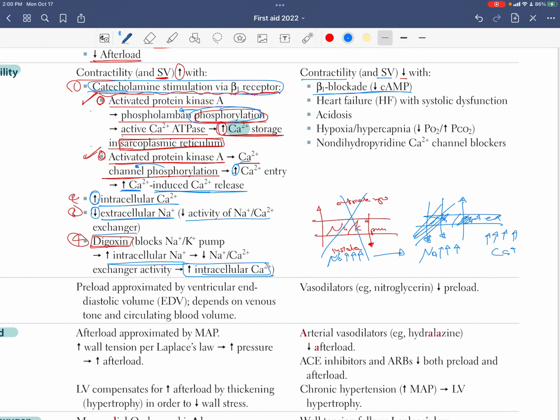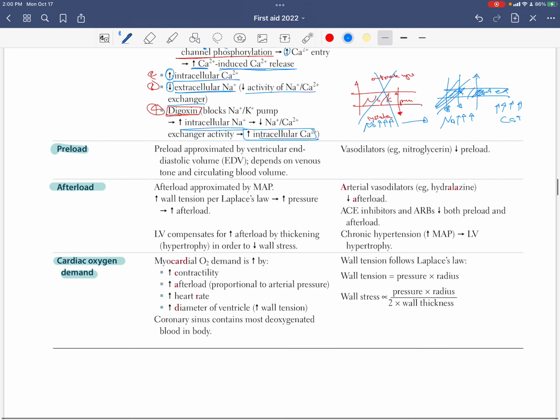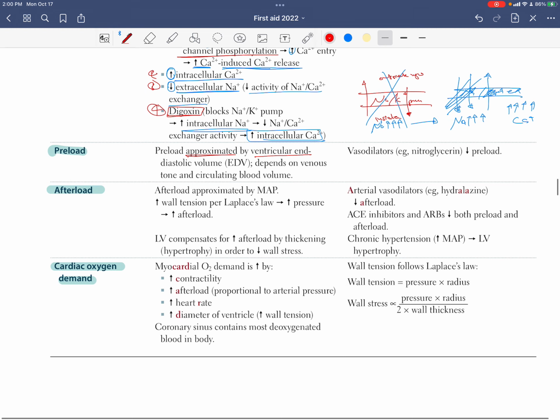But for factors that would reduce the contractility and stroke volume, like beta 1 blockade, that would reduce the cyclic AMP, and if there's heart failure with systolic dysfunction, or if there's metabolic disturbance like acidosis, and if there's hypoxia or hypercapnia, so reduced O2 partial pressure or increased CO2 partial pressure. Non-dihydropyridine calcium channel blockers like verapamil probably. So that's for contractility.